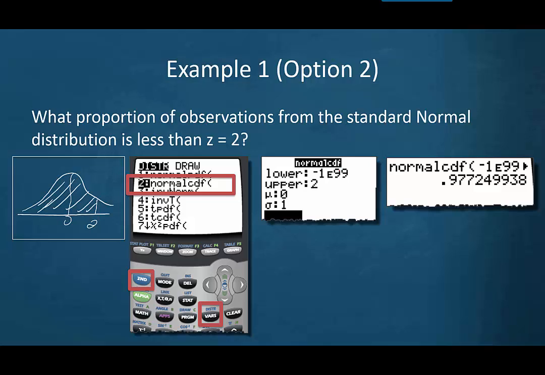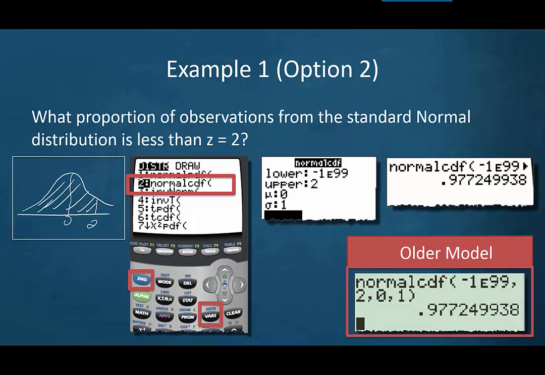That should look familiar to us. It's the same value we got when we used the table. Occasionally you'll be off a little bit due to some rounding errors. If you have the older model calculator, you just put normalcdf in, and then you have to know your syntax. It starts off with the lower bound, comma, upper bound, comma, mean, comma, standard deviation.